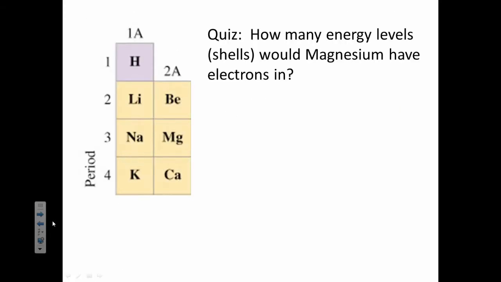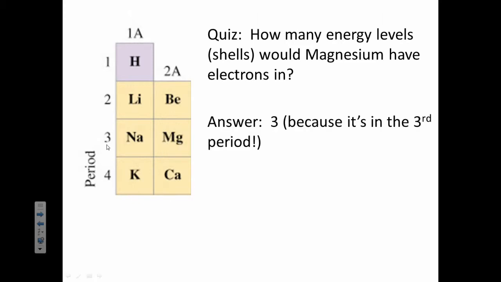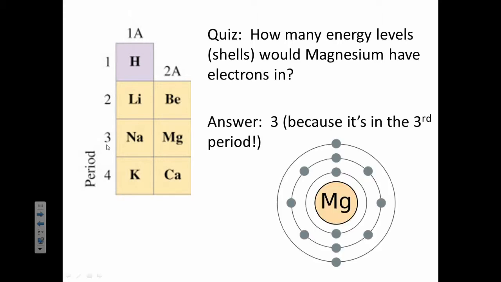Quiz. How many energy levels or shells would magnesium have electrons in? Since it's in the 3rd period, it would have 3. And here are magnesium's electrons. Because magnesium is number 12, it has 2 in the first shell, 8 in the second shell, and 2 in its outermost shell, which also makes sense because it's in group 2A. So that means it has 2 valence electrons.